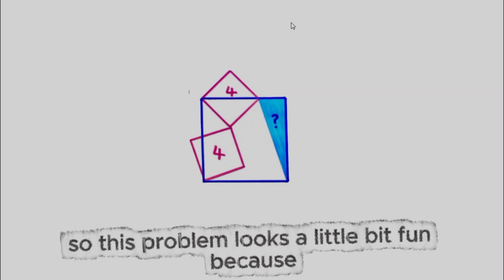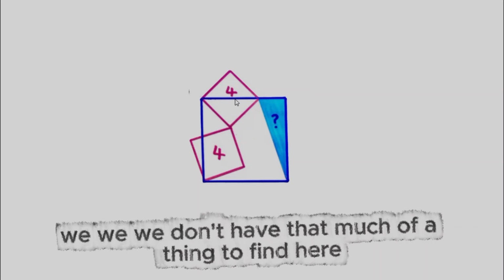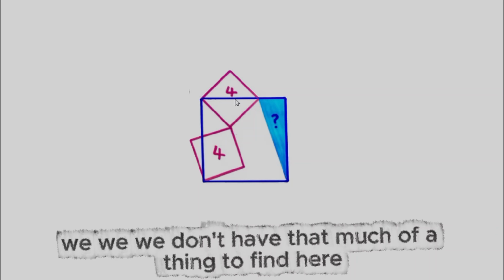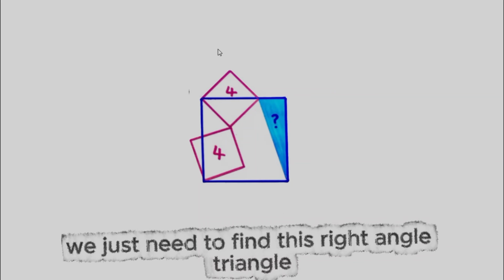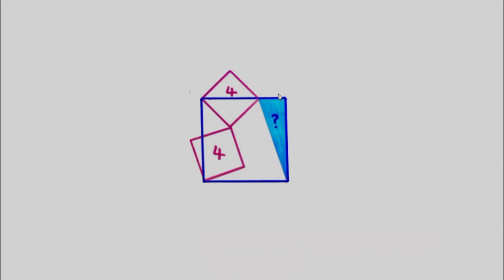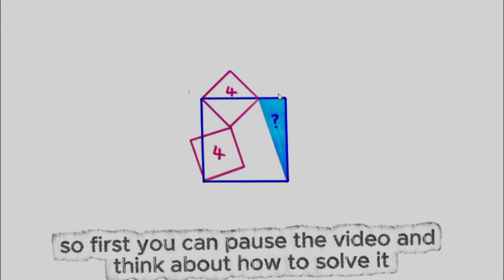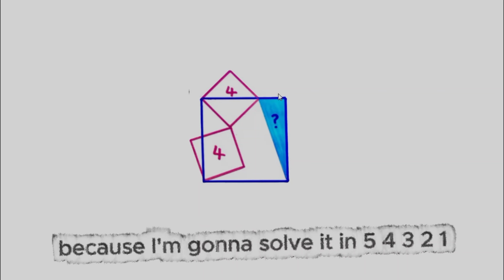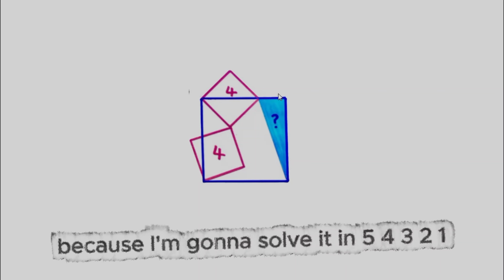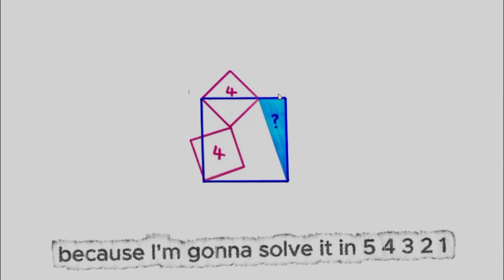So this problem looks a little bit fun because we don't have that much of a thing to find here. We just need to find this right angle triangle. So first you can pause the video and think about how to solve it, because I'm going to solve it in 5, 4, 3, 2, 1.